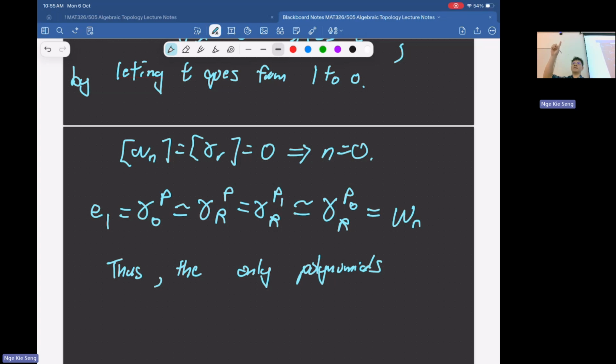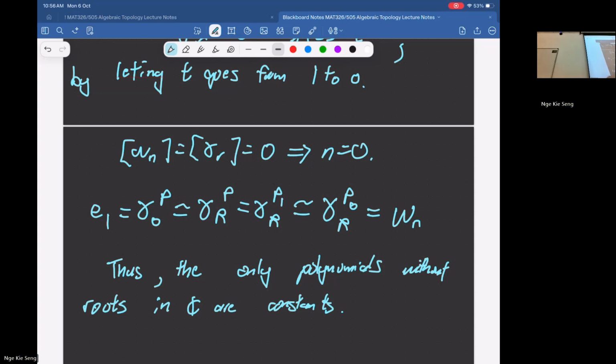So n is 0, and Z^0 is 1. This means the only polynomials without root in C are actually constant. This n, the looping around, becomes the n in the polynomial, the degree of the polynomial, so the degree must be 0. Z to the 0 is 1, a constant. So the degree of the polynomial, when we divide by the length, becomes a loop inside S1, and we deduce that this loop has to be a trivial loop. This is the whole idea.